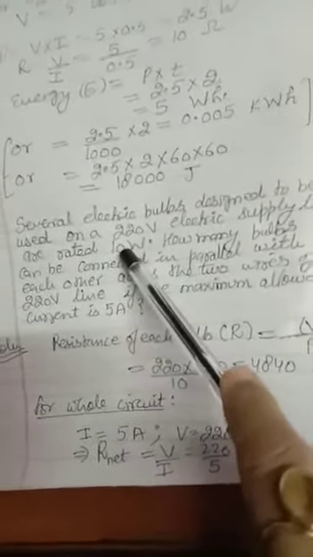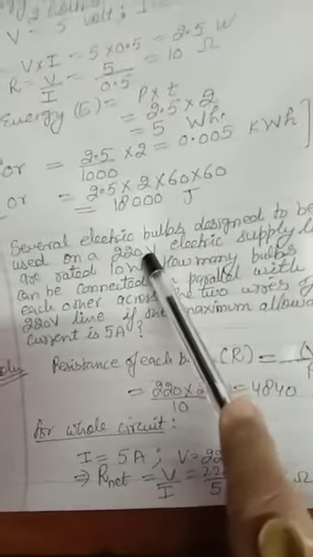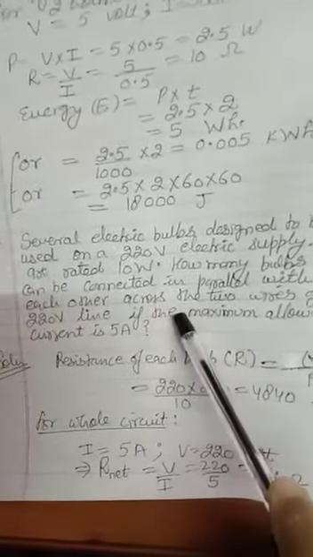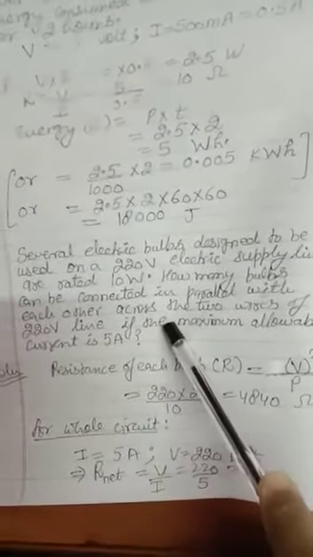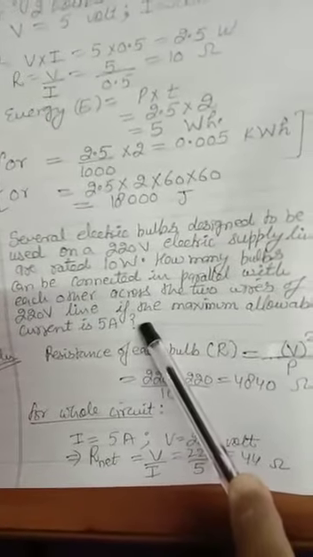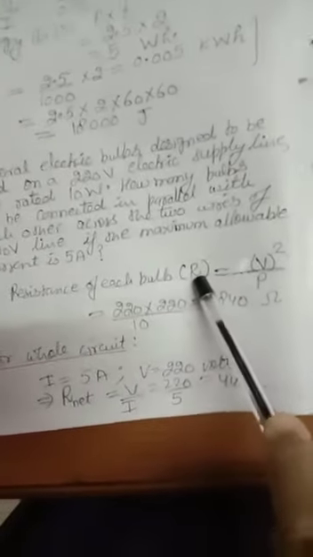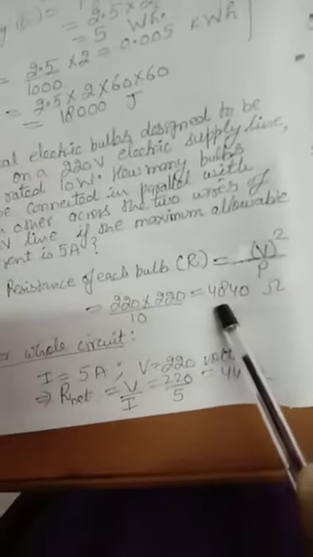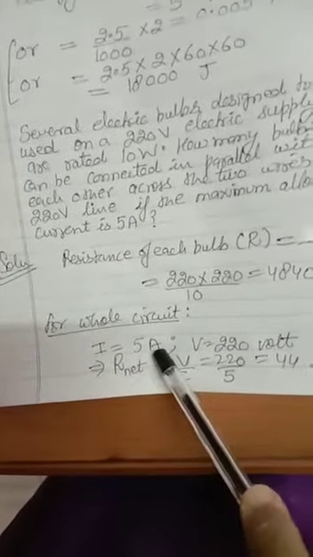Next question is saying if we are having a number of electrical bulbs, we have to use them on 220 volt line. And the wattage of each bulb, means the power of each bulb, is 10 watt. So we have to calculate how many bulbs we have to use and in series or parallel combination if the maximum current that can flow through the combination is 5 ampere. Now you know the basic formula that power is V square by R. So by using that formula, we can calculate the resistance of each bulb. That is V square upon P. So on solving, we get 4840 ohm. Now for the whole circuit, we know the maximum value of current and the voltage.